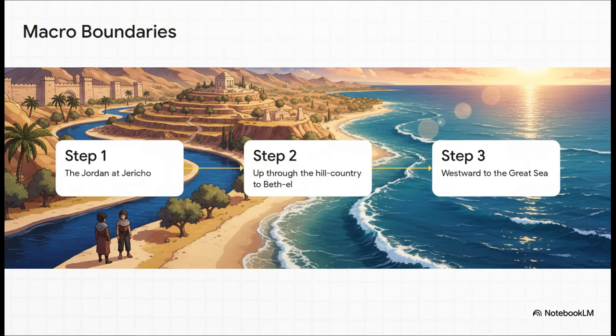Step 1 starts down at the Jordan near Jericho and pushes up. Step 2 brings us into that harsh hill country we just talked about, landing at Bethel. From there, verse 2 tells us the border goes out from Bethel to Luz and passes along to the border of the Arkites to Ataroth. That sheer elevation change makes it incredibly defensible. Then we hit step 3.